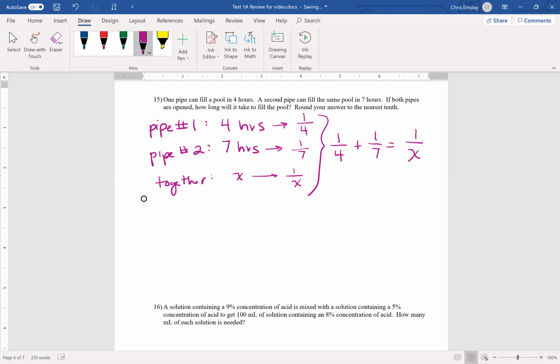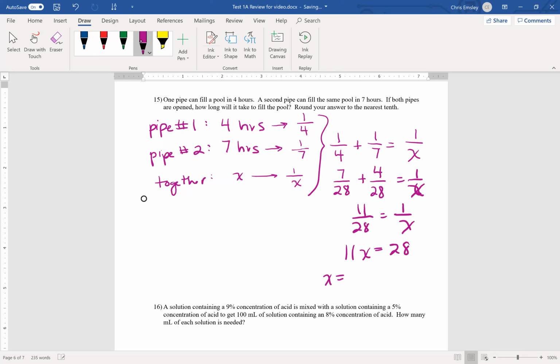And you can solve this a couple different ways. Maybe we just get a common denominator on the left. So 1/4, if we multiply by 7/7, that becomes 7/28. 1/7, we multiply by 4/4, that becomes 4/28. Sorry, 1/x. So 11/28 equals 1/x, and now we can cross multiply. That means 11x equals 28, or x equals 28/11.